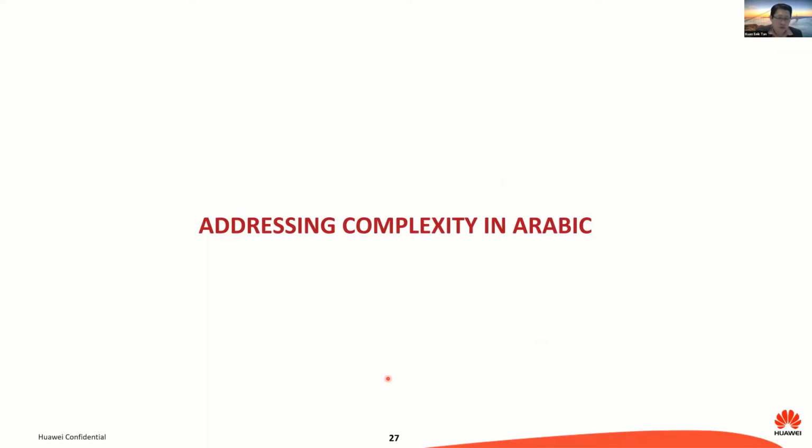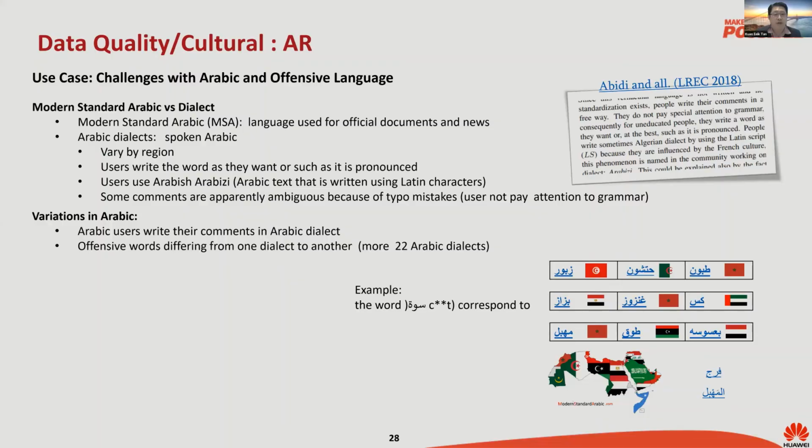So I'd like to give you some idea on how we address some of the complexity. For example, Arabic itself is a very unique case because it's more like a language family. We can look into Modern Standard Arabic versus the dialects, which can vary by region.